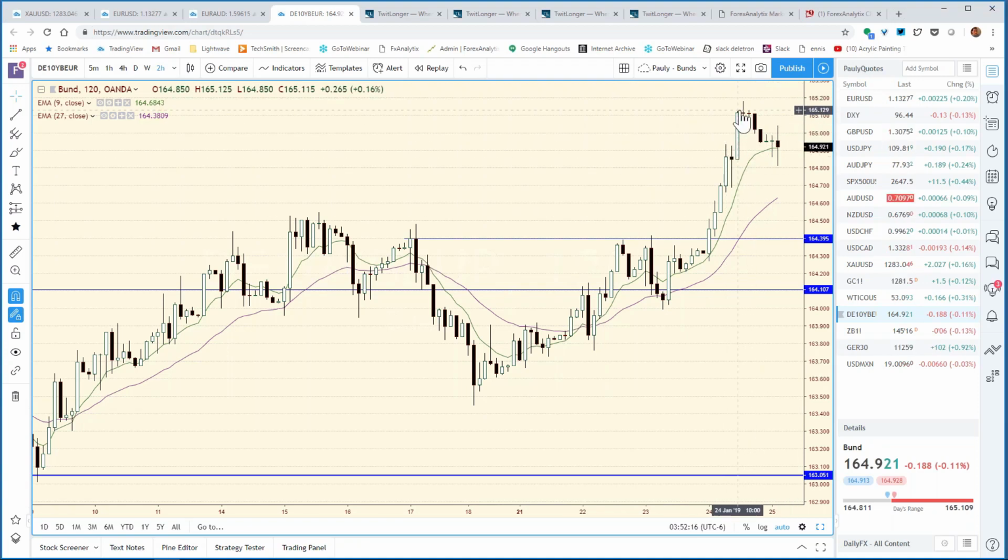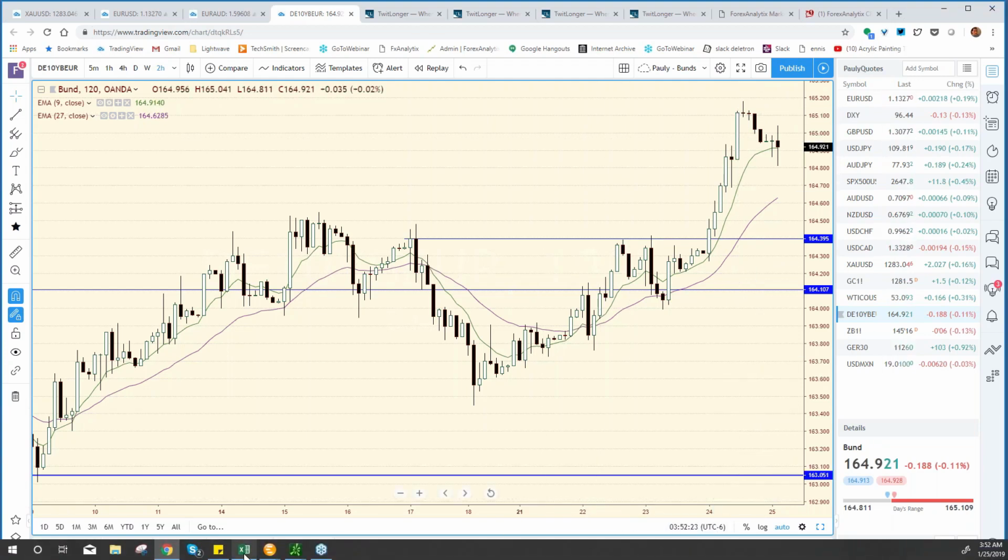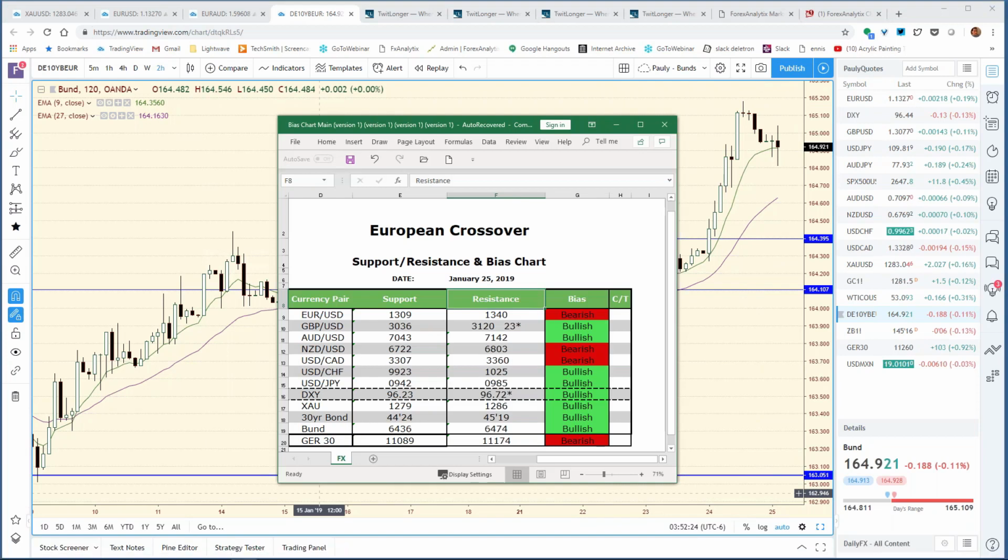So where's resistance right now? Well, you can see that right there coming in at 65.11. And you look at this bias chart. Look at this. What a rip that was.